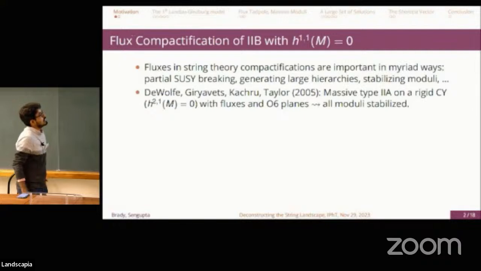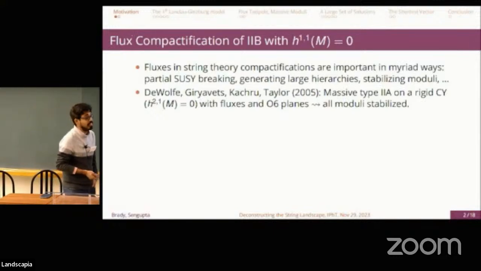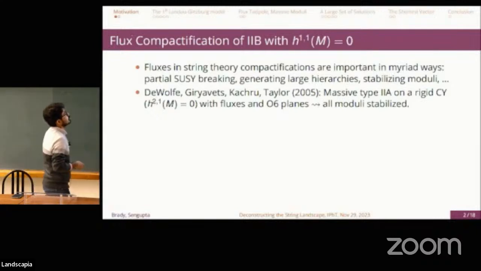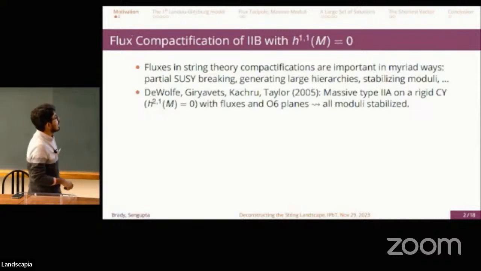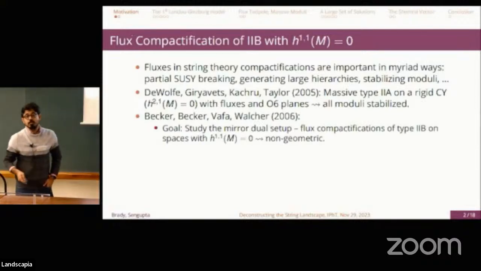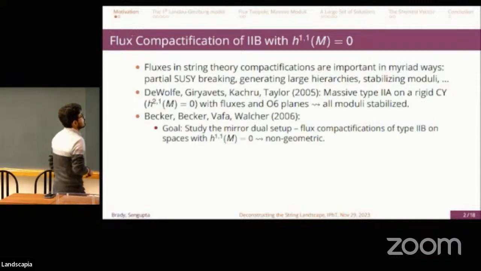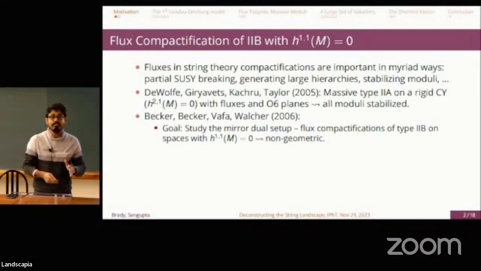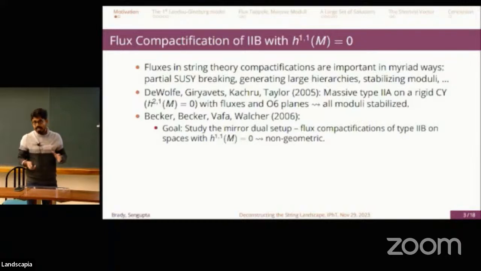Fluxes in string theory compactifications are important for many different reasons. The particular aspect of flux compactifications of type 2B that we are interested in is stabilizing moduli. In DGKT back in 2005, it was shown that in massive type 2A, on a rigid Calabi-Yau, which has no complex structure moduli, fluxes and orientifold 6 planes can stabilize all of the moduli. This motivated Becker, Becker, and Walcher back in 2006 to study the mirror dual setup, where you take type 2B on the mirror dual Calabi-Yau, which has no Kähler structure moduli. They are non-geometric, because in type 2B supergravity compactifications in the geometric setting, the size of the internal manifold will always show up as a Kähler structure modulus. Since we don't have any in this setup, we can safely say that the internal manifold is non-geometric in some way.